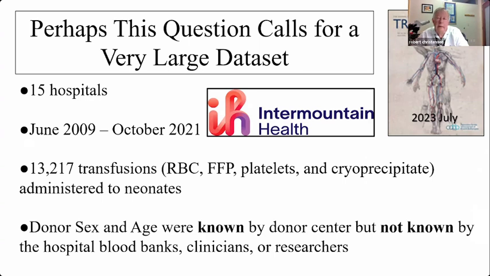So we gathered the data from 15 of our hospitals, looking not at 50 or 60 transfusions, but 13,000 transfusions, and not just red cells, but looking at all of the products separately. And this was done in a way that we knew the outcomes before we got from the blood supplier the sex or the age of the donor. So we had all the outcomes in our database. We then plugged in the donor sex and the age, and here's what we got.